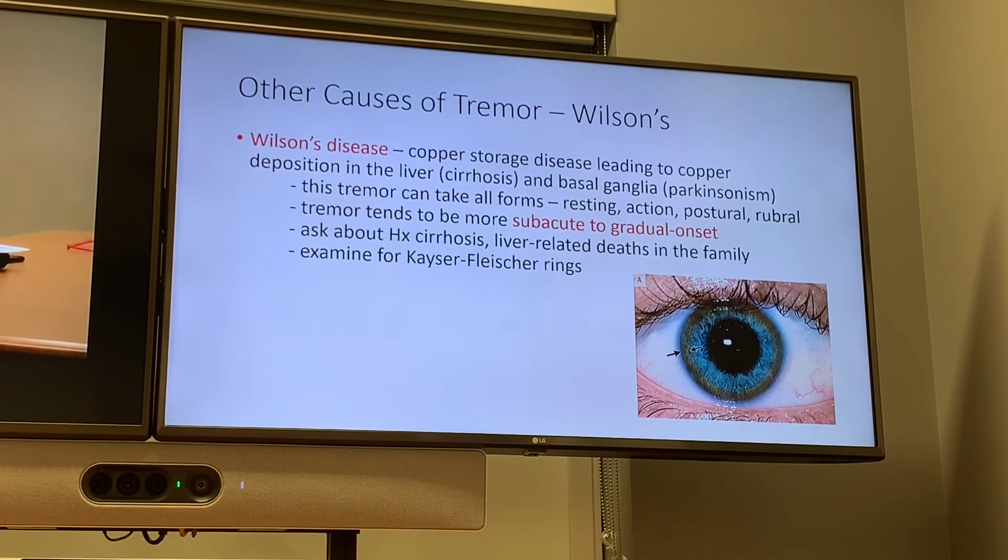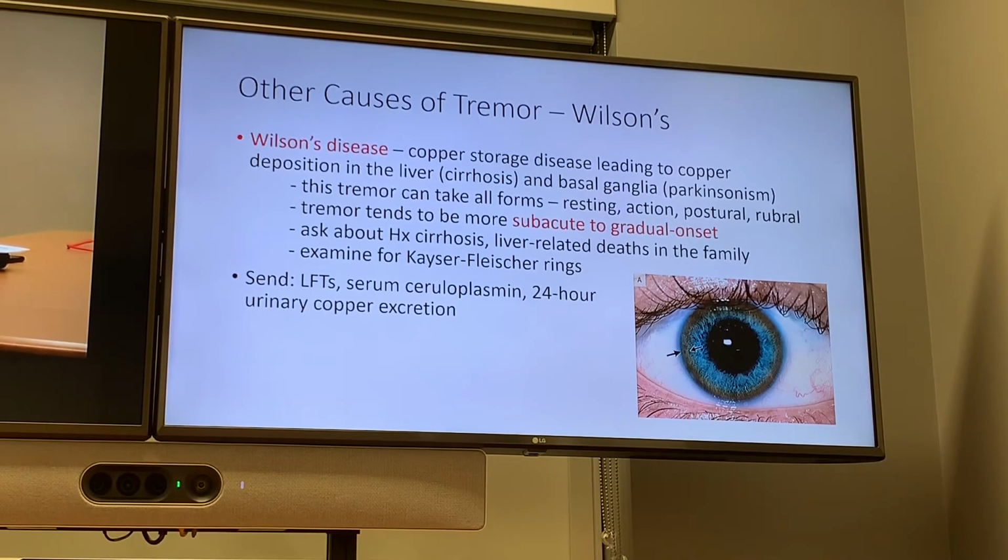Tremor is usually more subacute to gradual in onset, and also make sure to ask about any personal or family history of cirrhosis or liver-related deaths. And then, of course, examine for your Kayser-Fleischer rings. For a workup, it would be a good idea to send LFTs. The two tests that are more specific for Wilson's would be your serum ceruloplasmin and your 24-hour urinary copper excretion.